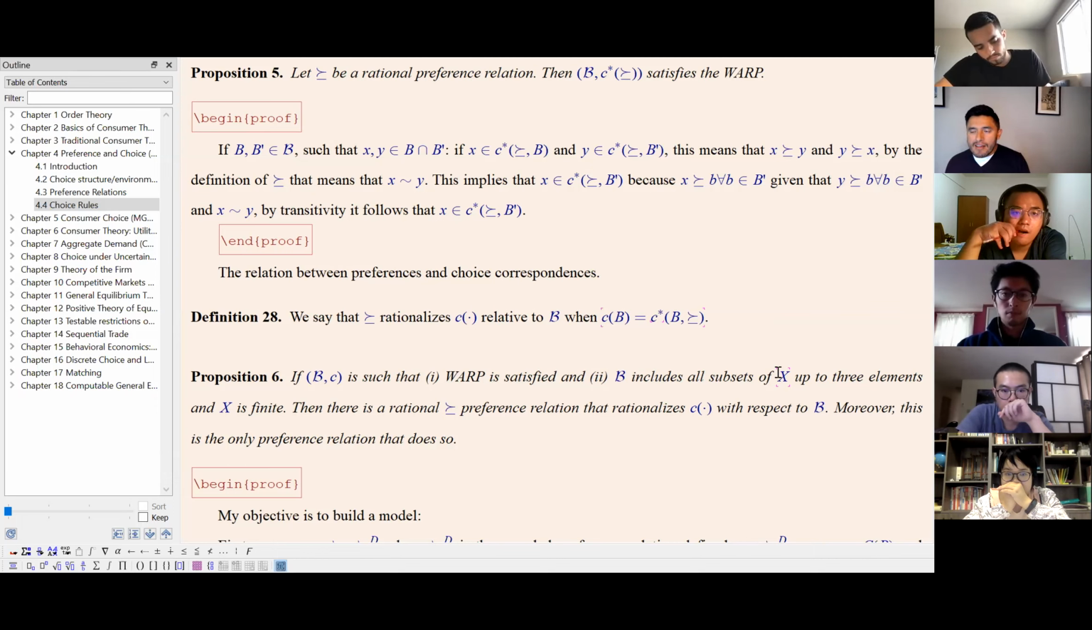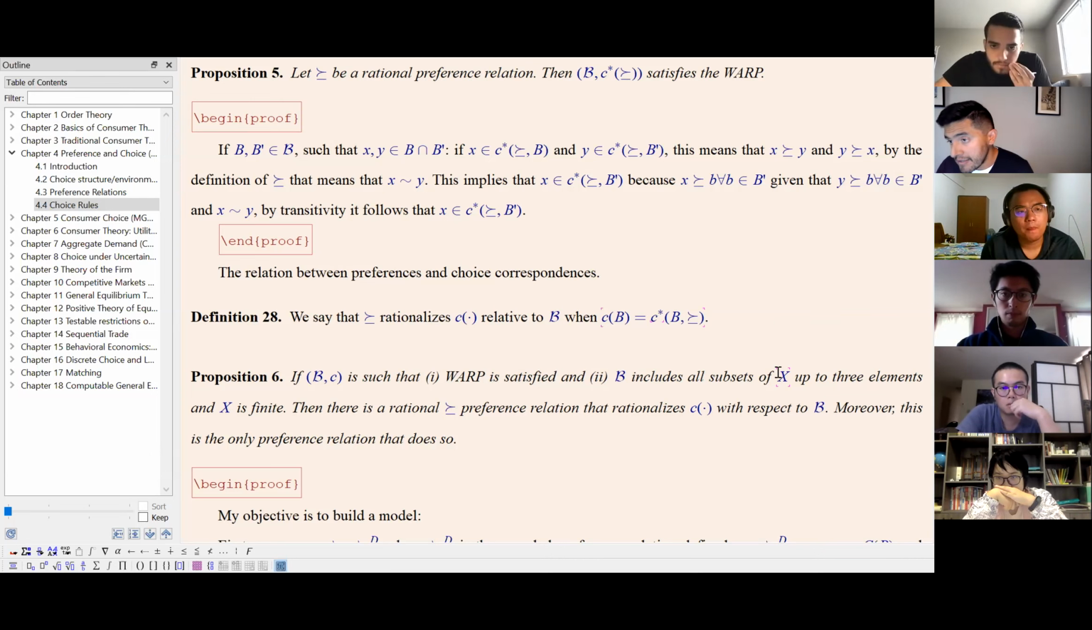But since I studied Mas-Colell, I learned something, right? And I realized that a key assumption here that Mas-Colell doesn't state explicitly, that is crucial for this result to hold, is that we are assuming that the choice correspondence is always non-empty. Okay, so I said something weird. So the choice correspondence shouldn't always be non-empty.